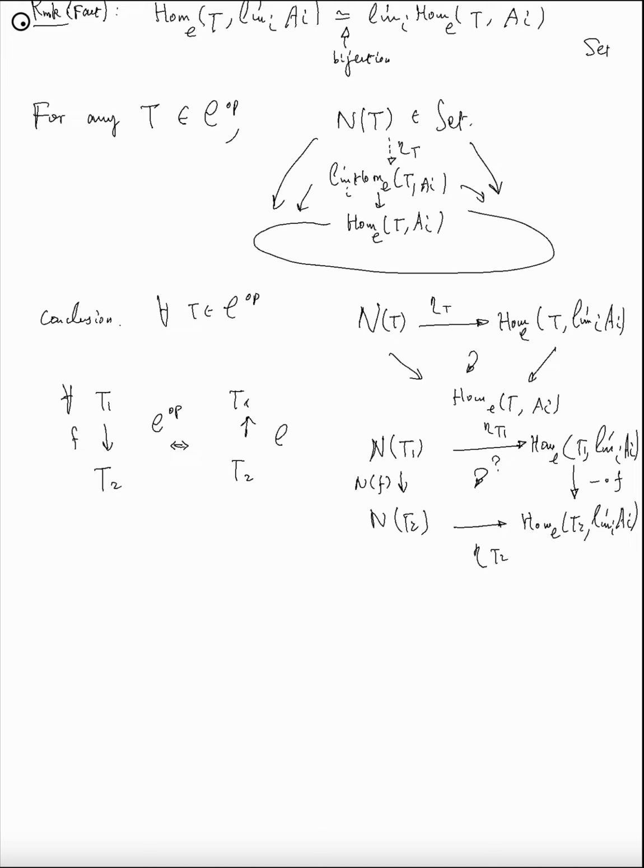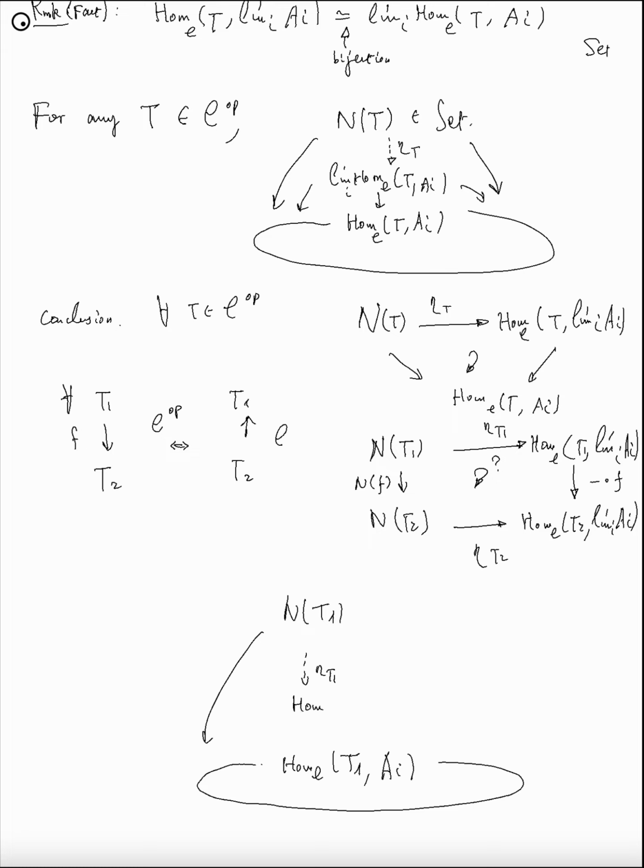In other words, let's still look at eta T1. Eta T1, you could think of it as, by the universal property, we got a cone with T1, A_I, T1, lim A_I. This is the universal cone. We got this eta T1.